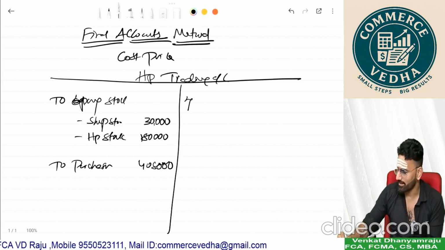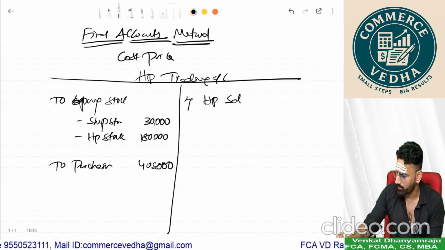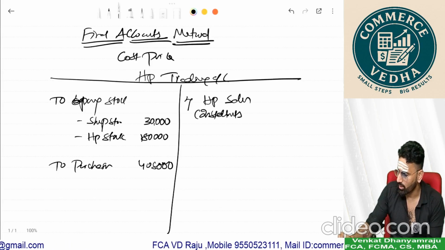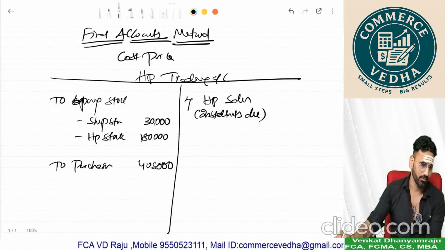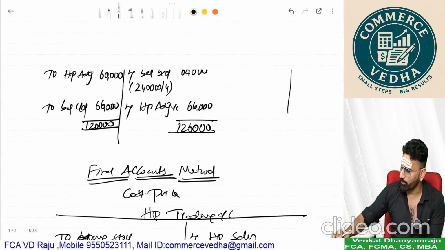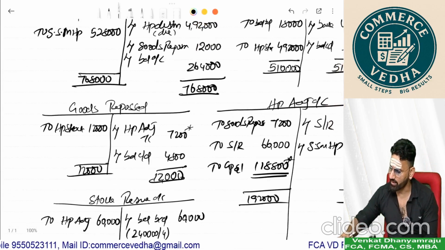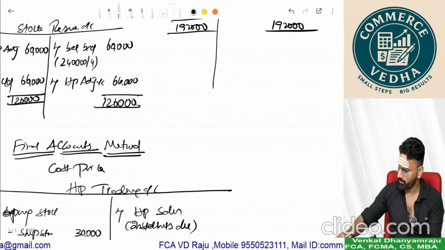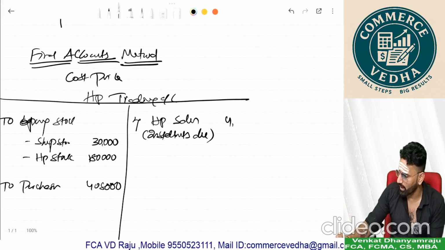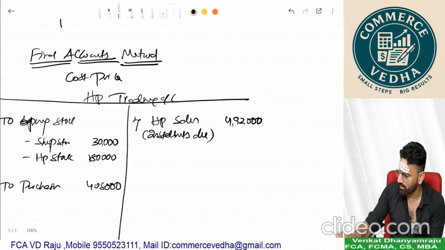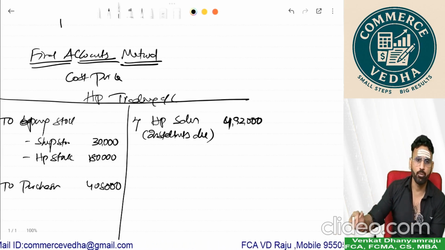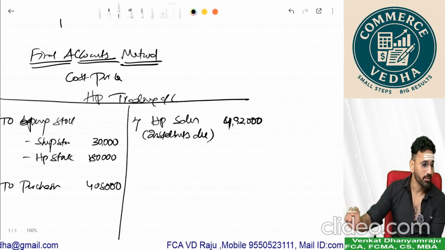By sales, hire purchase sales, we call it installments due. Sales should always be at selling price. So installments due, we computed in the previous questions as well, which is 4,92,000. In this question it is easy because you already have the data. But generally, we should compute the installments due by preparing the sales account.